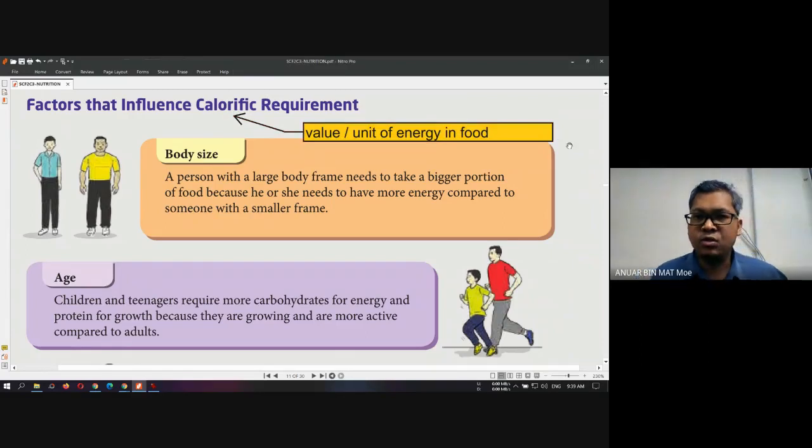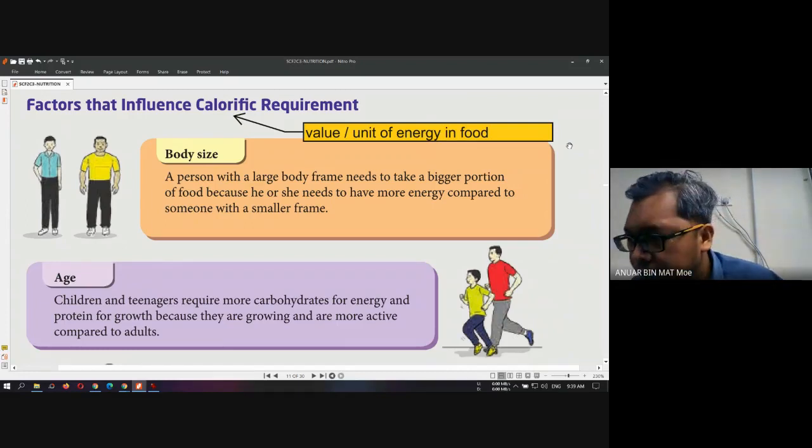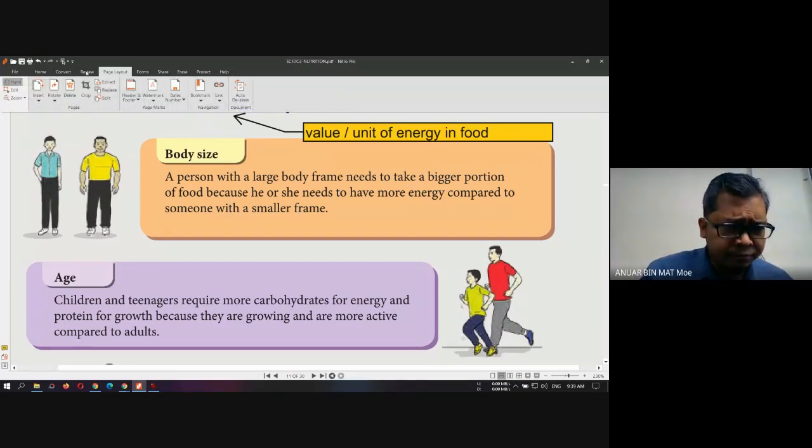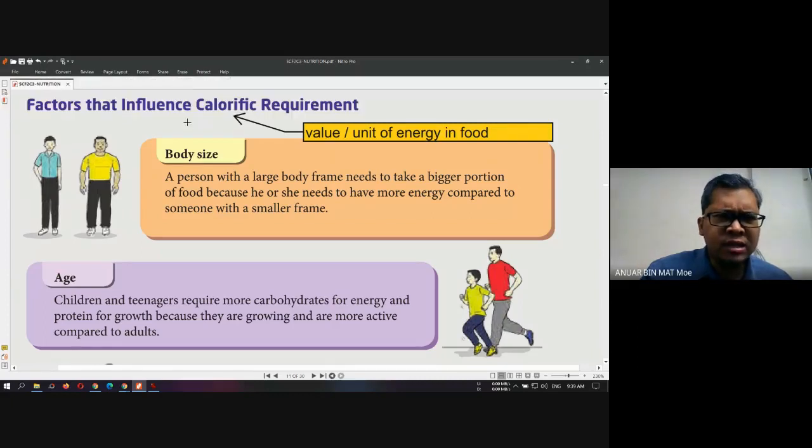This is what we call the unit or the value of energy in the food. The more you eat, the more calorie you take. Can you understand me? The more you eat, the more calorie. More calorie means that you have more energy. Is it okay? Okay. So what are the factors that influence the calorific requirement?